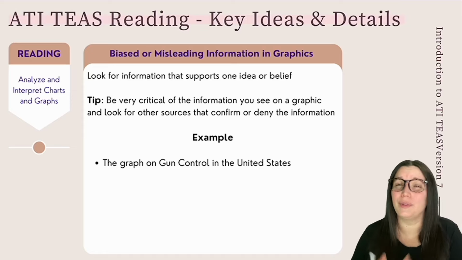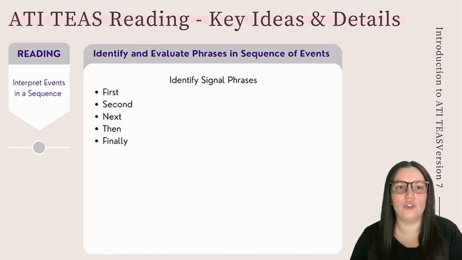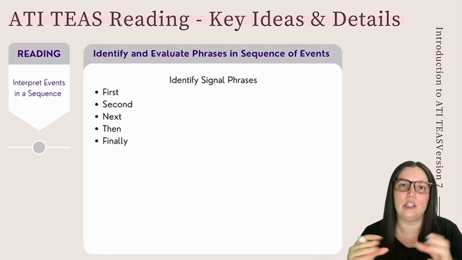Signal phrases can be found in different written and spoken languages. For example, the phrase first indicates that the event you are about to hear or read has happened before any other event that you're going to read after that. Other signal phrases can include second, next, then, and finally. It is important to be able to identify those signal phrases so that you can understand the sequence of events that you're reading in the passage.